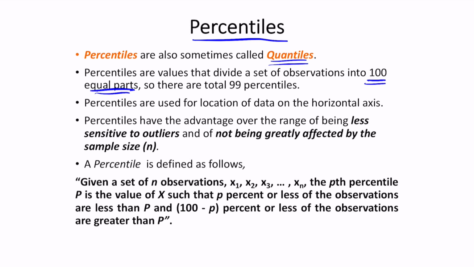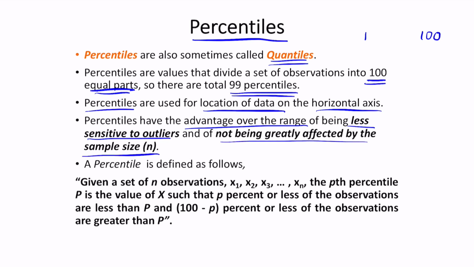So there are a total of 99 percentiles. Remember that we count from the 1st percentile to the 99th percentile. Percentiles in general are used to locate data on a horizontal axis. Why do we need percentiles? Because percentiles have an advantage over the range: they are less sensitive to outliers, and they are not greatly affected by sample size, because sample size does not affect the way the percentile works. So how do we define a percentile?